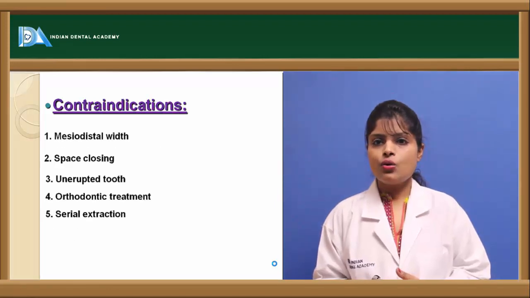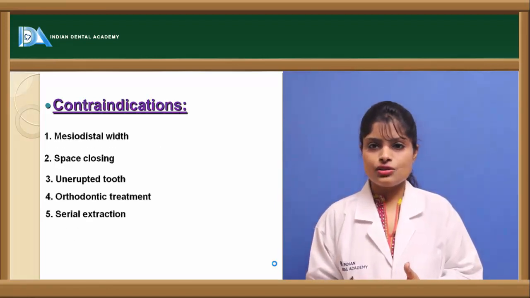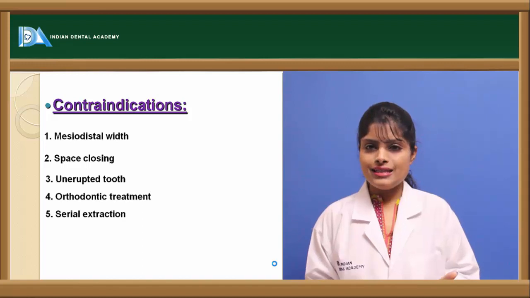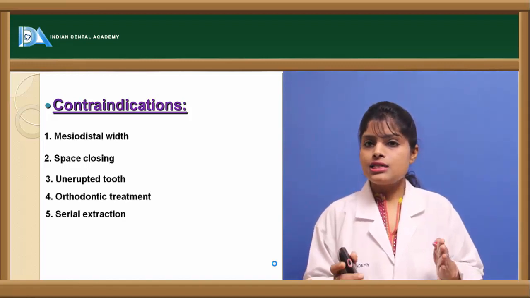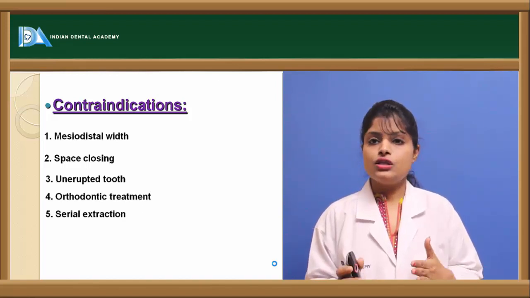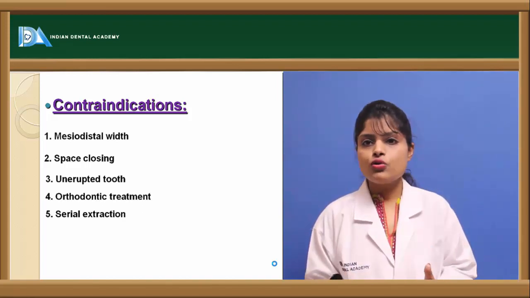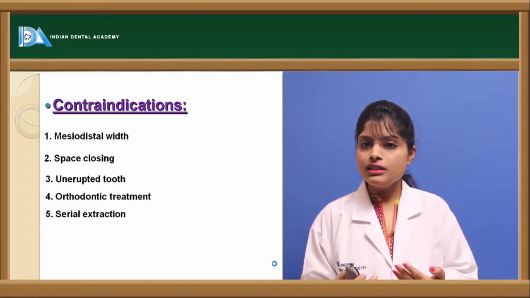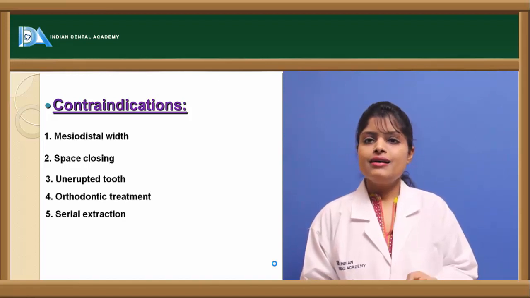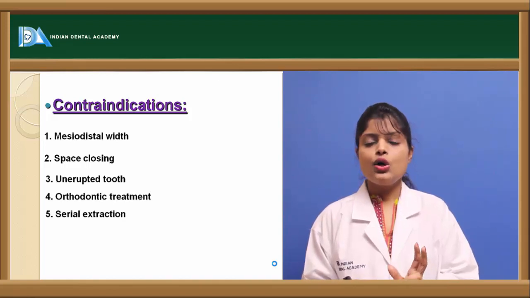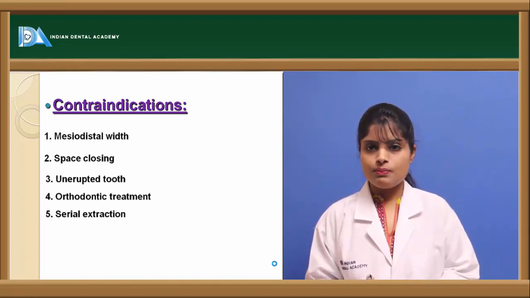Now let us see what are the contraindications, or what are the conditions in which we cannot give space maintainers at all. In the case when the space which is present by the exfoliation of the primary teeth will show no signs of closing, or the space which is available for the permanent teeth to erupt will be greater than the mesiodistal width of the permanent teeth which will erupt in that space, that is, the permanent successor.